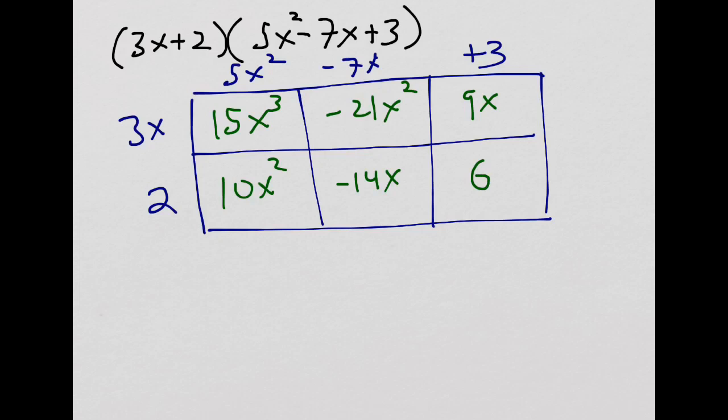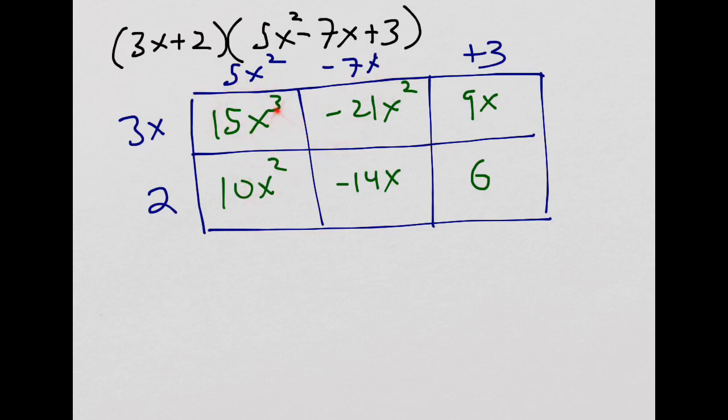And the reason why I like to use the box method, especially when we have a polynomial with 3 terms, is just to make sure that you keep track of everything, and definitely keep track of your signs. So at this point, we can certainly write everything out. But remember, we have to combine like terms as well. So let's do that.